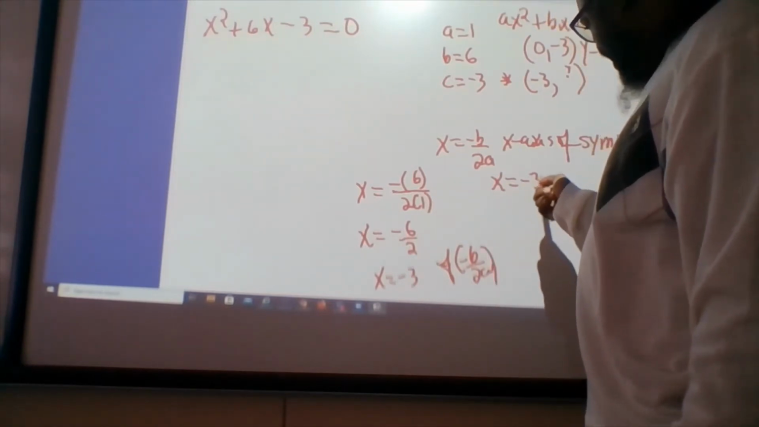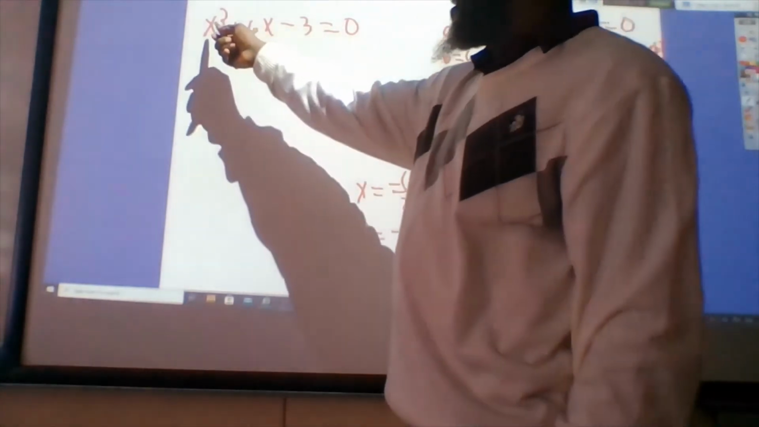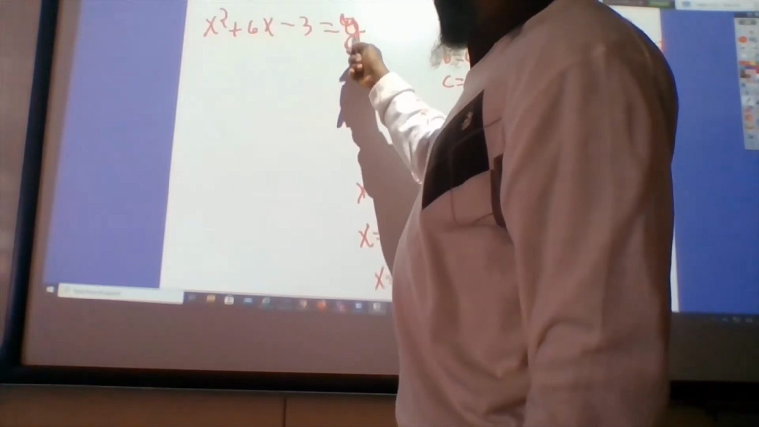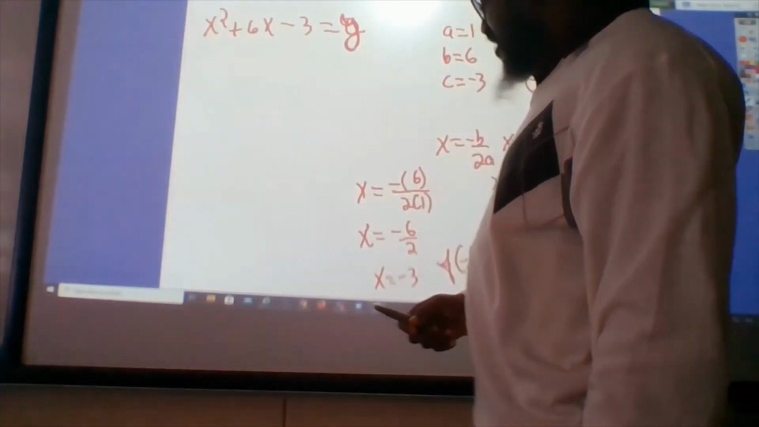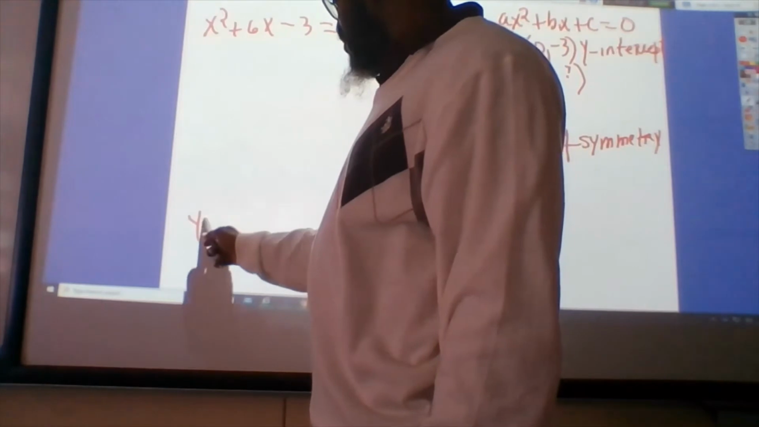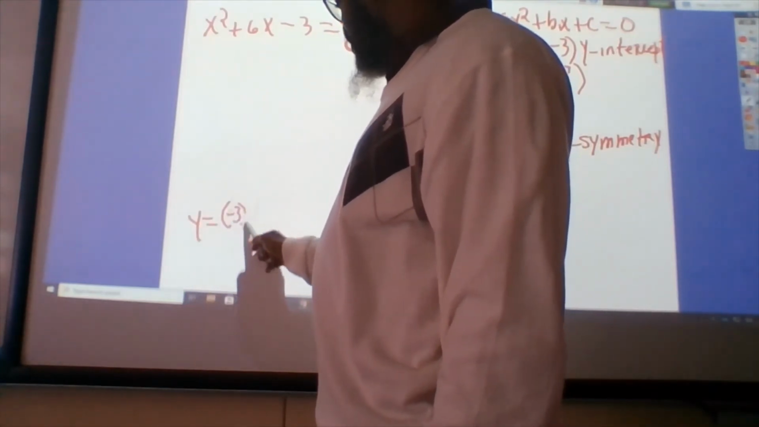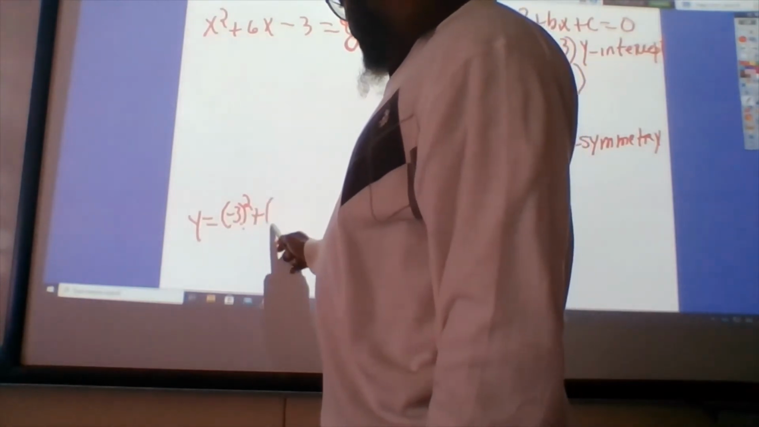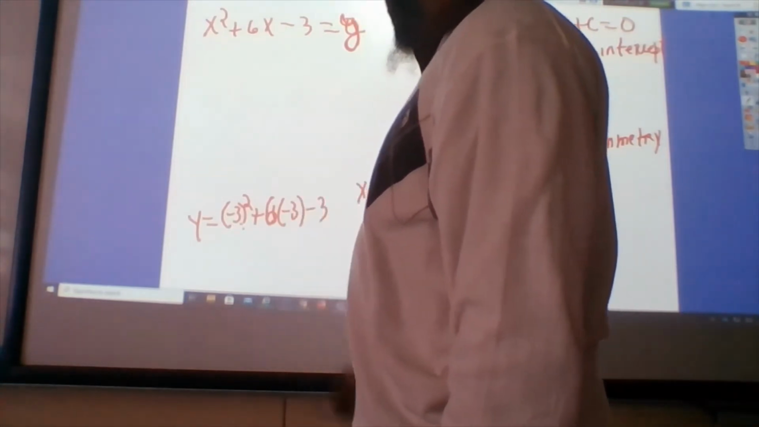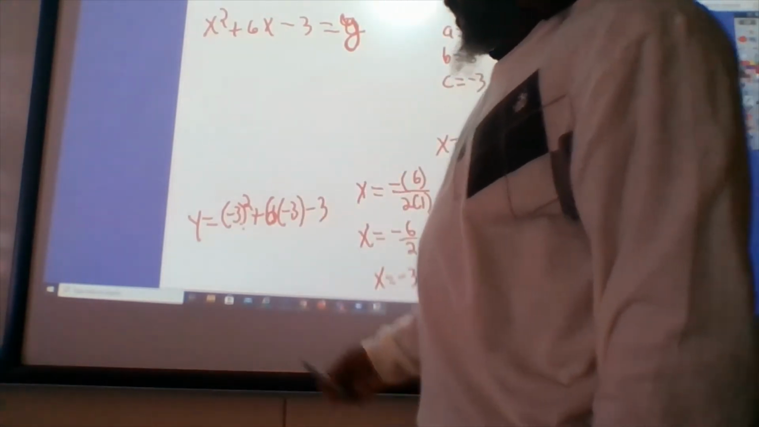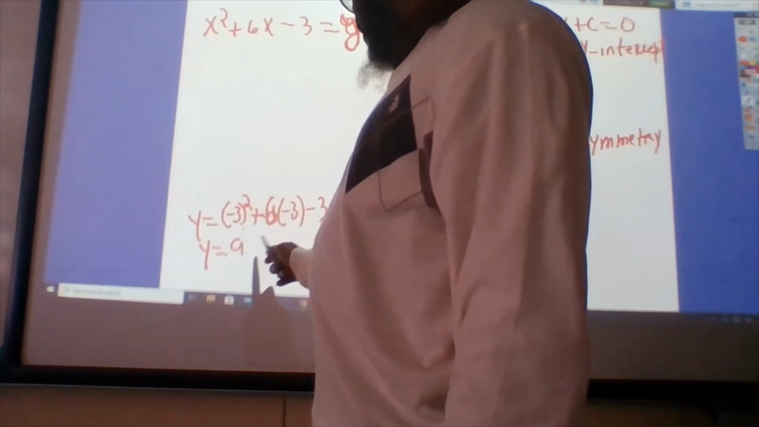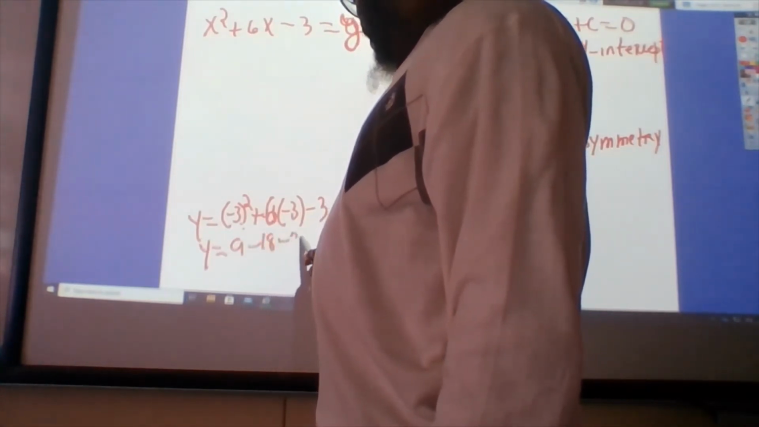So I'm going to find y. I'm going to say y equals negative 3 squared plus 6 times negative 3 minus 3. Negative 3 squared is 9. 6 times negative 3 is negative 18, minus 3. Then I will have y equal 9 minus 21. 9 minus 21 is negative 12. So y is negative 12.